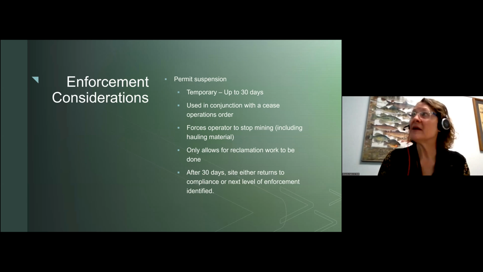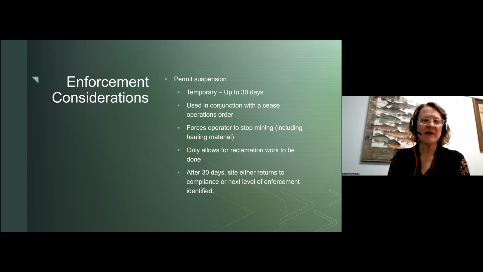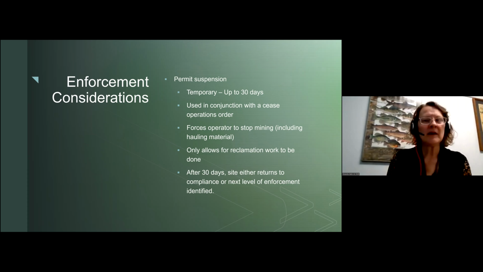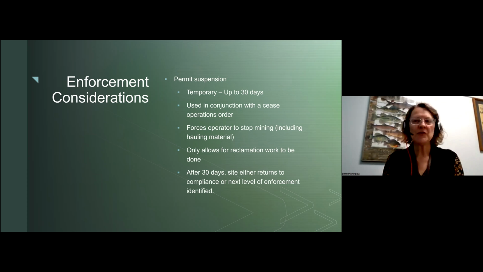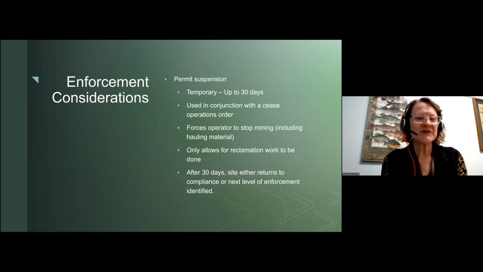Another consideration will involve permit suspension. So for those of you who have used permit suspension, maybe these are going to be somewhat familiar to you. Those of you who have not used permit suspension, then consider some of these items. So permit suspension is intended to be a temporary situation. The code allows you up to 30 days to put a permit into suspension. It's often used in conjunction with the cease operations or stop work order.